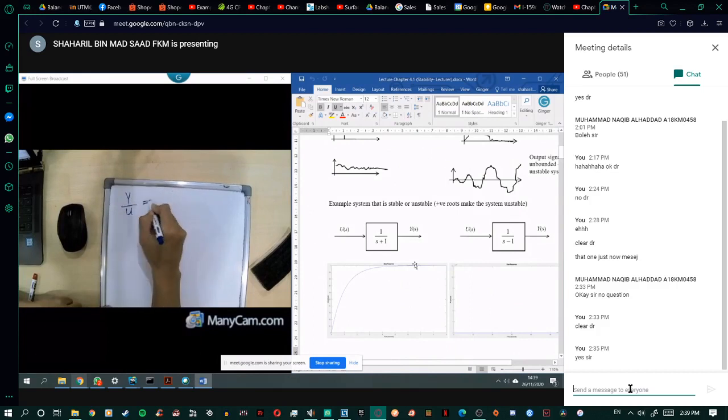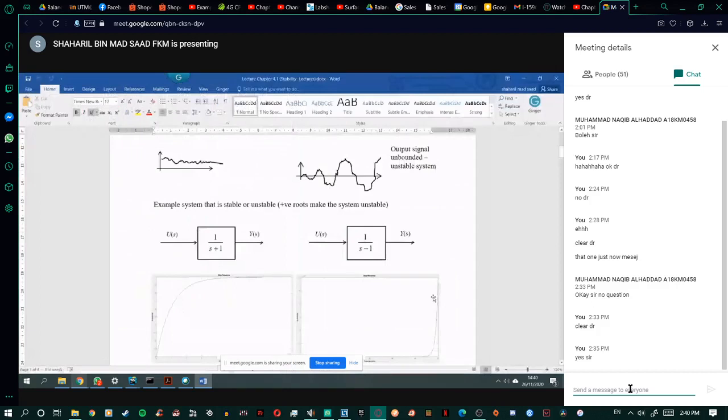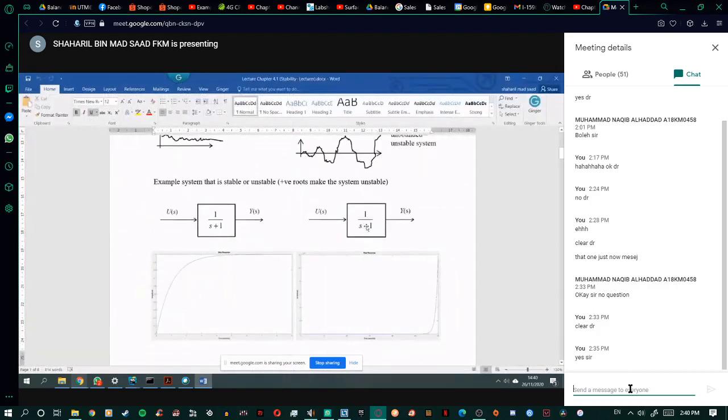y over u is equal to 1 over s plus 1, right? By looking at the roots, s plus 1 equal to 0, so s equal to minus 1. So when you look at the root, this one, that means your system will be stable. It will be in the boundary. And this graph is s equal to minus 1.